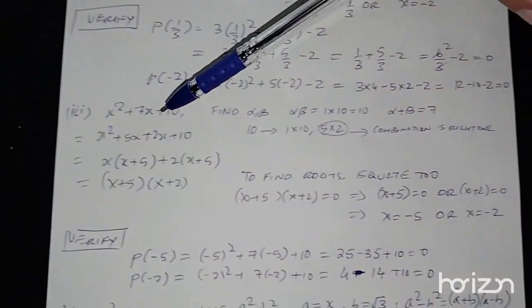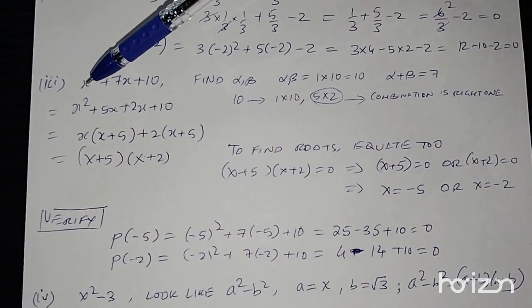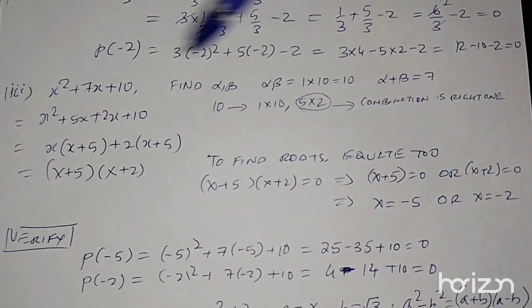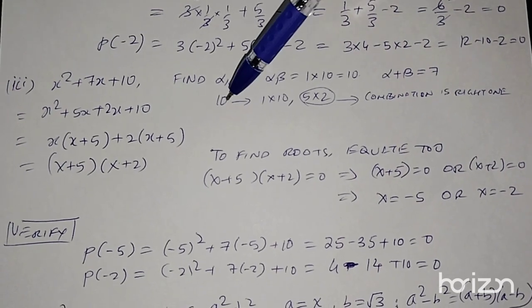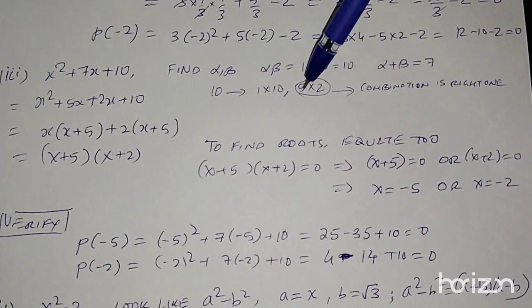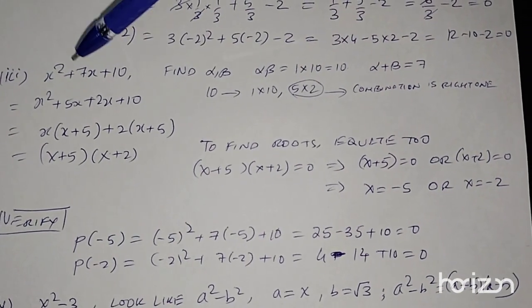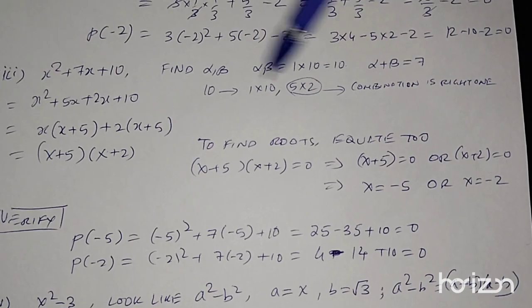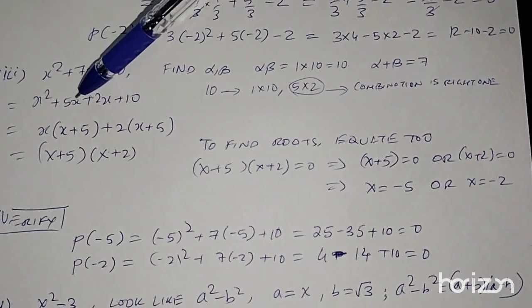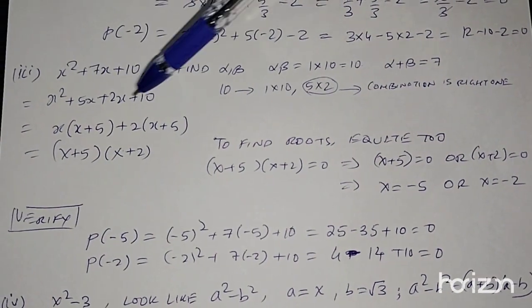X squared plus 7x plus 10. Okay, again find two numbers whose product is 1 into 10, that is 10, and whose sum is 7. So 10 can be expressed as 1 into 10 or 5 into 2, but you need to take the 5 into 2 combination, because 5 and 2, when you add it up, you'll get 7. Okay, so once you get this combination right, you split the center term as the combination. So you can split it as x squared plus 5x plus 2x plus 10.